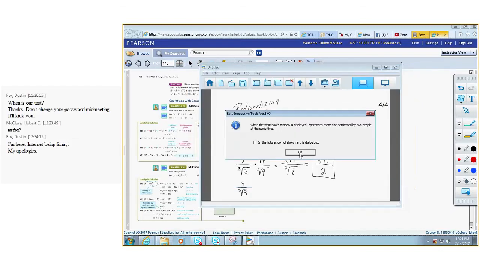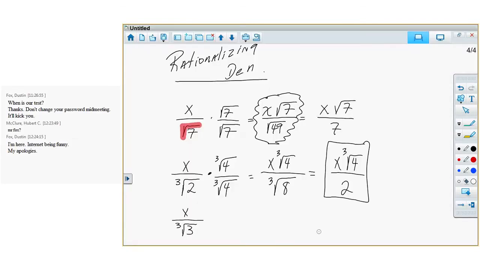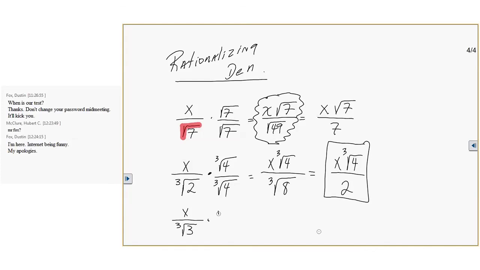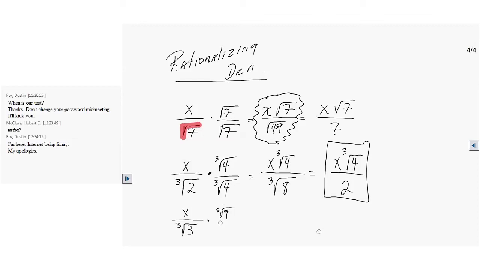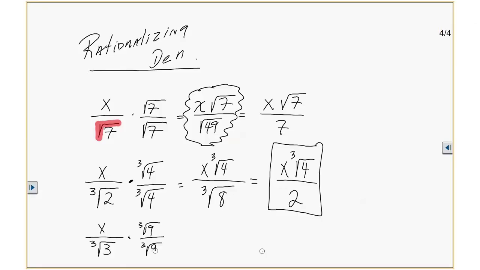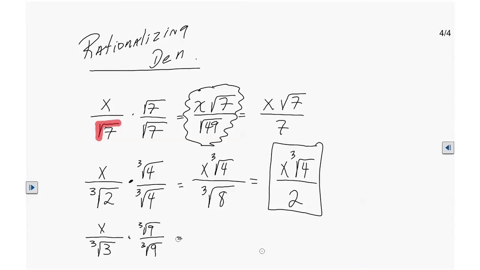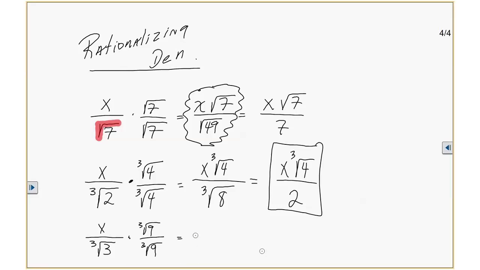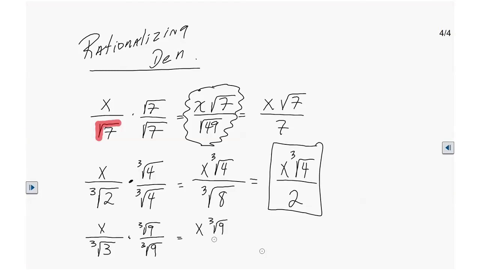Now, on this one, what are you going to do? You're going to multiply by the cube root of what? 9. Good. Cube root of 9 over the cube root of 9. I always get somebody saying the cube root of 9 is 2. No, it's not. You're not thinking in terms of cubes, you're thinking in terms of squares. So you get the cube root of 9 over the cube root of 27. And the cube root of 27 is what? 3.